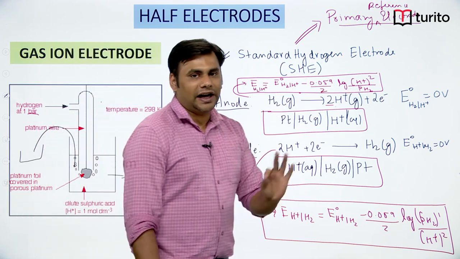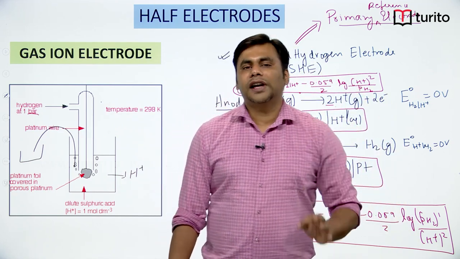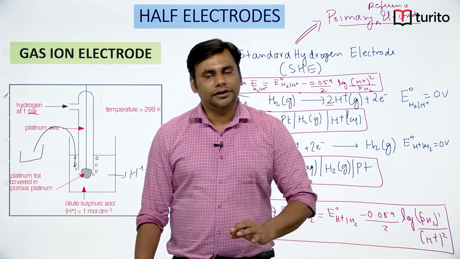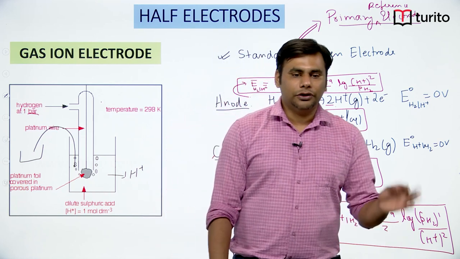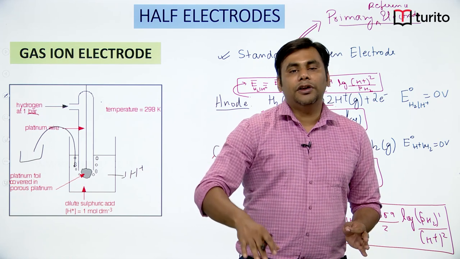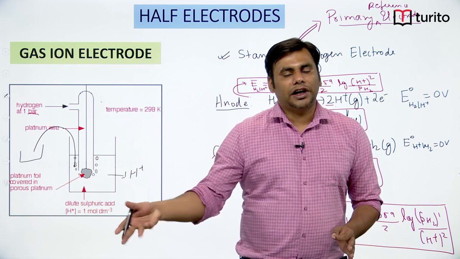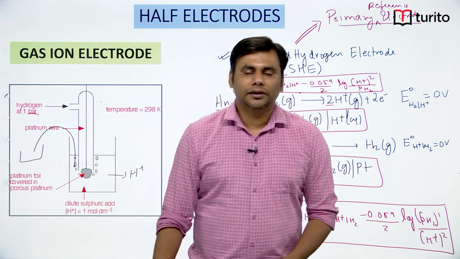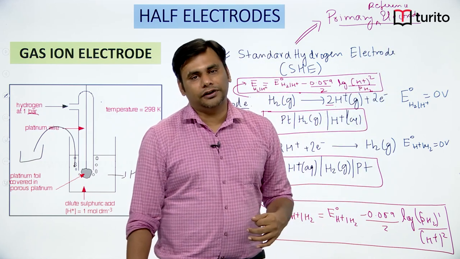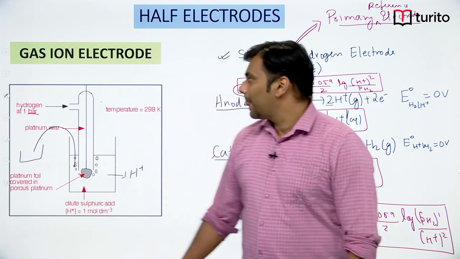So the gas ion electrode, especially the hydrogen ion electrode, always has an E naught of zero. Whether it is oxidizing or reducing, E naught will always be zero. Because its EMF is zero, we can club it with any half electrode. The overall E naught cell we get will be equal to the E naught of that particular unknown electrode, because hydrogen has zero as its standard reduction potential. That is why we use it as a primary reference electrode. I hope this is clear to you, how we are operating this.